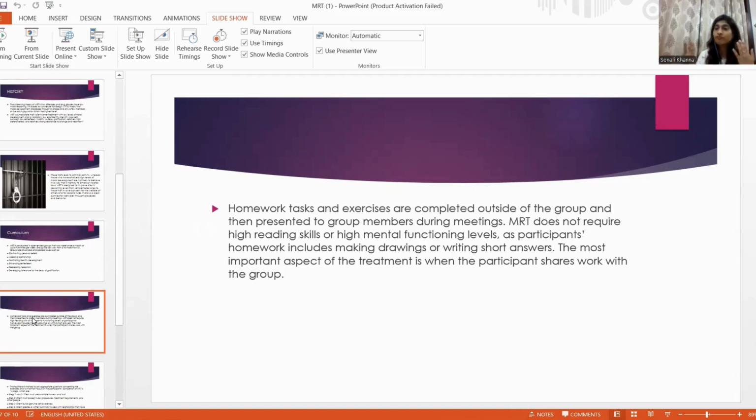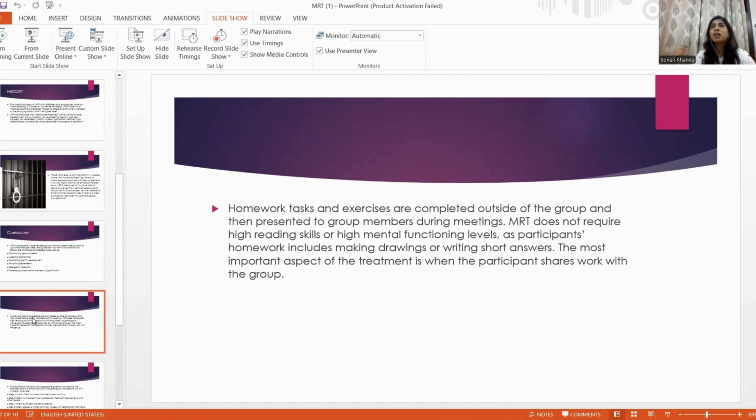Now we all know that when something is in the CBT category, CBT involves a lot of home assignments, which involve writing how you feel, writing your strengths, drawing something, how you imagine yourself in some position, etc. So these types of small home assignments are given to them and they present their work to the group.